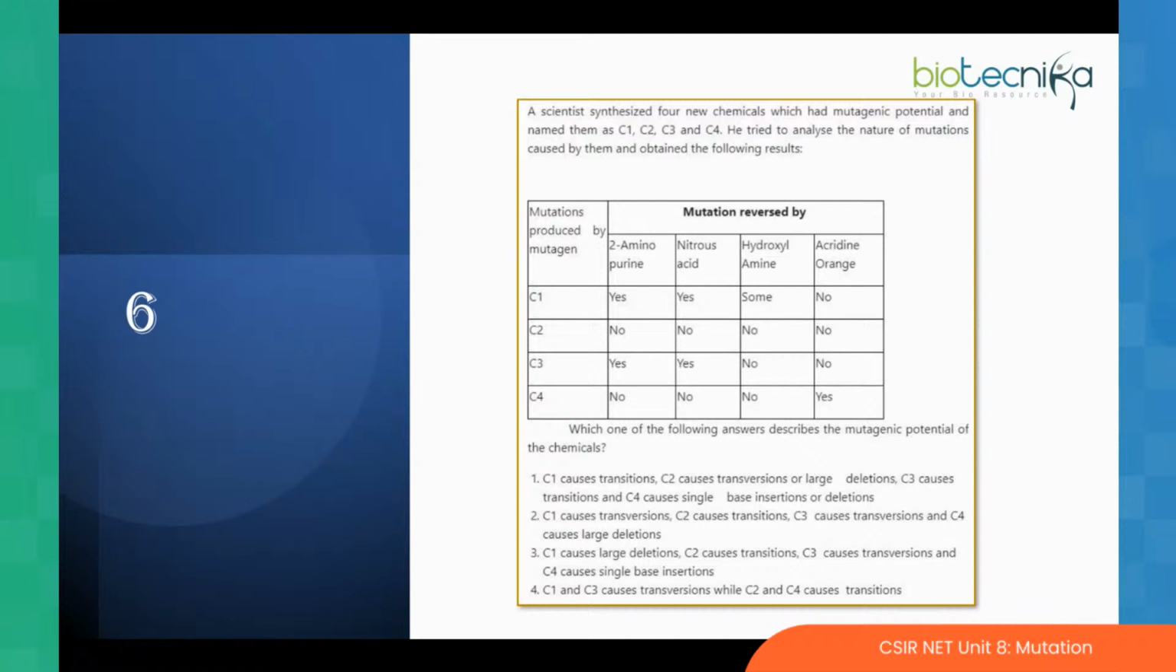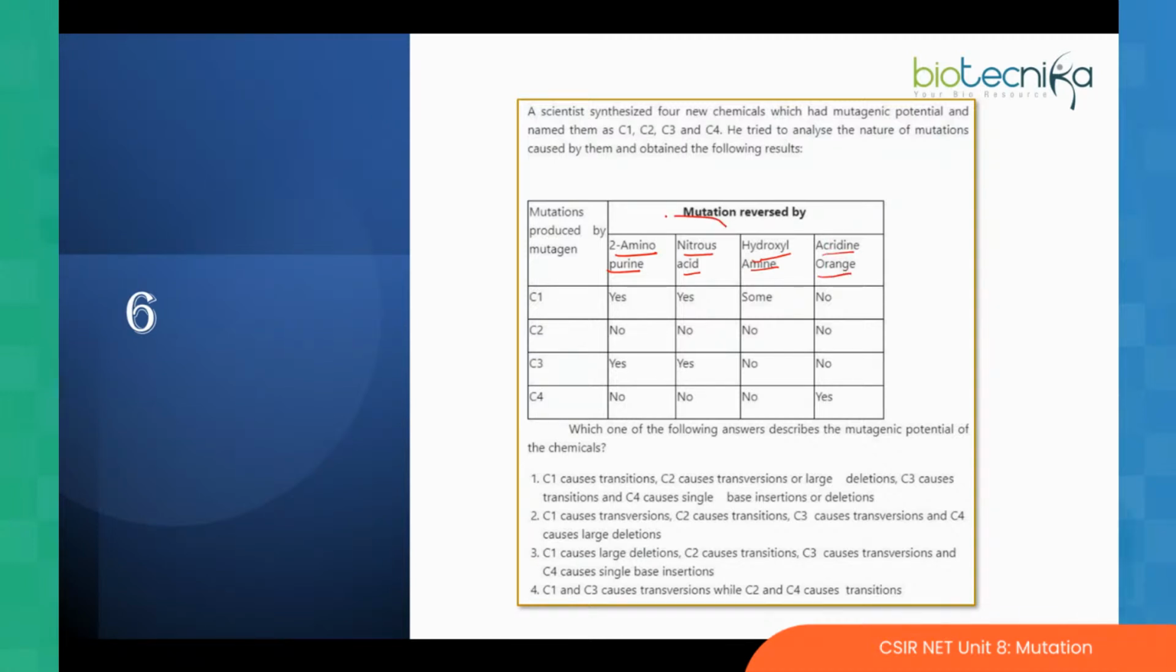Okay, so for this type of question, this table will be there. First of all, you have to recall the function of each of these mutagens that are used in the reversion. So we have 2-aminopurine, which is a base analog. Nitrous acid is a deaminating agent. Hydroxylamine is a hydroxylating agent. And acridine orange is an intercalating agent.